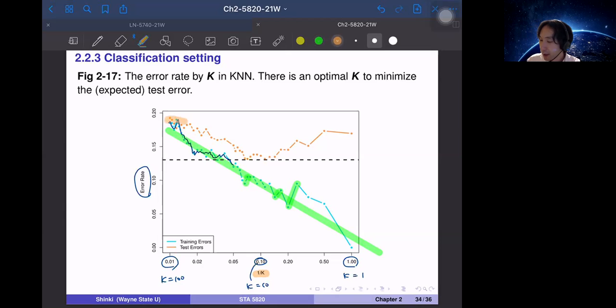And the orange one is the test error. And you can see the test error has some tendency. And probably the best range is around here. 1 over k is maybe 0.07 to maybe 0.15. So that means k is maybe 14 to maybe 6 or something. So somewhere around 10 is the best k in terms of test error or expected error size.